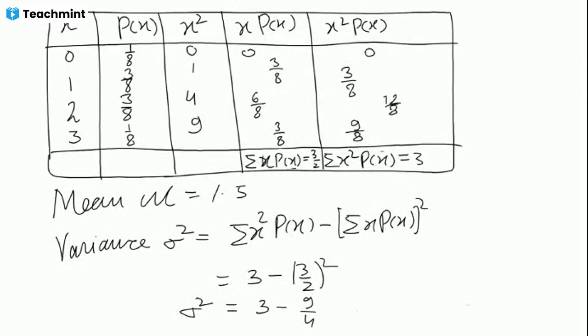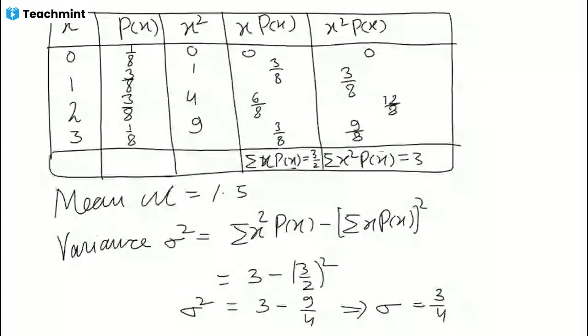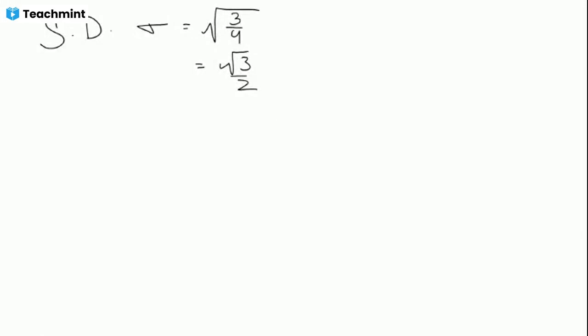So after simplification, sigma square, the variance, is equal to 3 by 4. Now, to find the standard deviation, we take the square root. So we have the standard deviation as root 3 by 2, or you can find the decimal also.